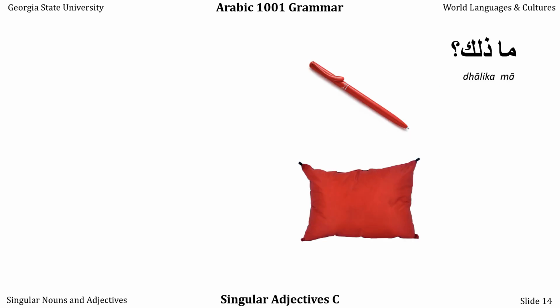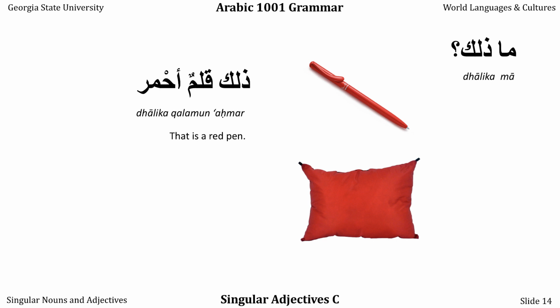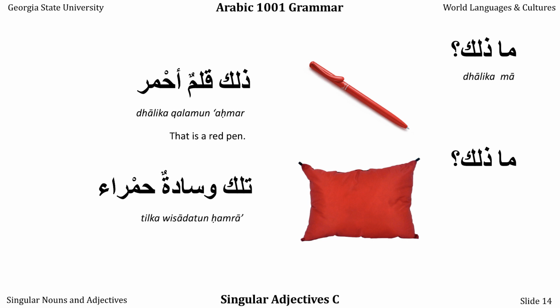Let's learn the color red. Ma dhalika qalamun ahmar. Ha mim ra is the root for red. So ahmar is our color, like asfar and akhdar. This means that is a red pen. And then we have a pillow, a wisada, any kind of cushion, really. We're going to ask ma dhalik, and the answer is tilka wisadatun hamra'. We have to make ahmar feminine because wisada is feminine. We know wisada is feminine because it has ta marbuta. So we use hamra' instead, the very different feminine form of ahmar. And that means that is a red pillow.